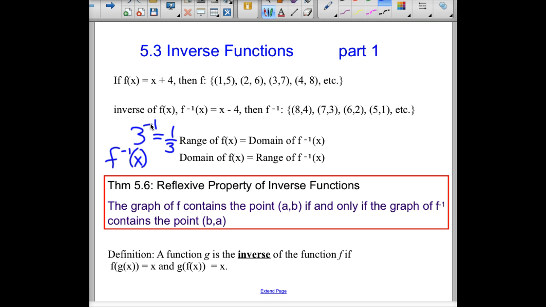But just looking at the ordered pairs, (4, 8) becomes (8, 4). And (3, 7) becomes (7, 3). (2, 6) becomes (6, 2). And (1, 5) is (5, 1). So every ordered pair switches.